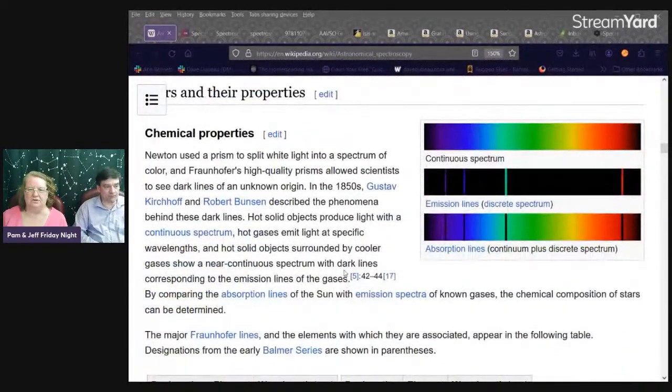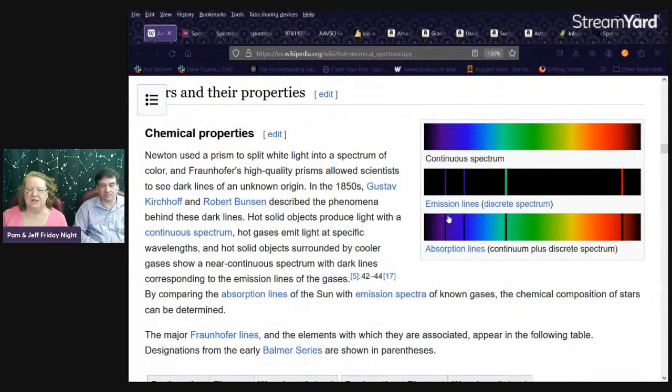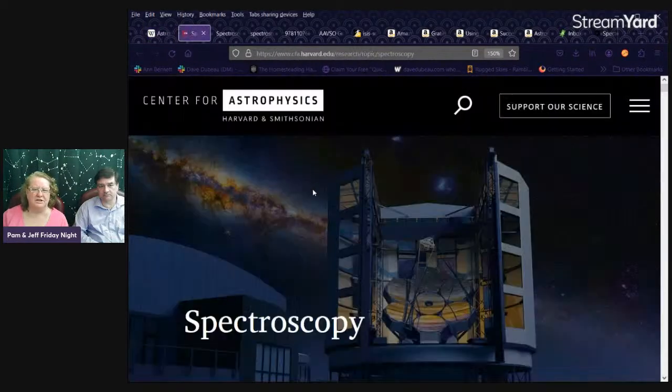And there's the general, you've got the continuous at the top, and you've got an emission line type, and then an absorption line type here. And Jeff will talk about more of that. But I'm just going to go quick because I found this really good site here too.